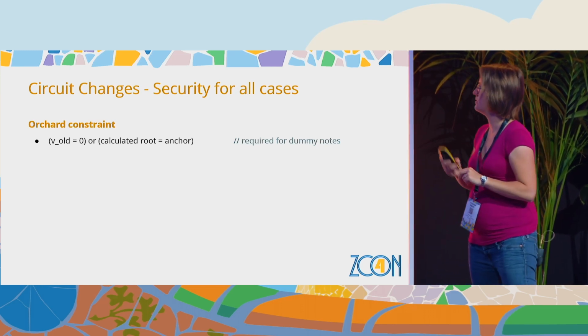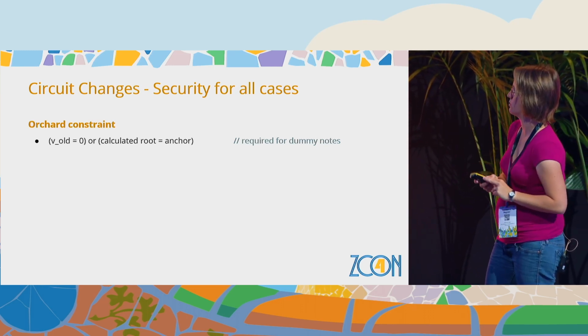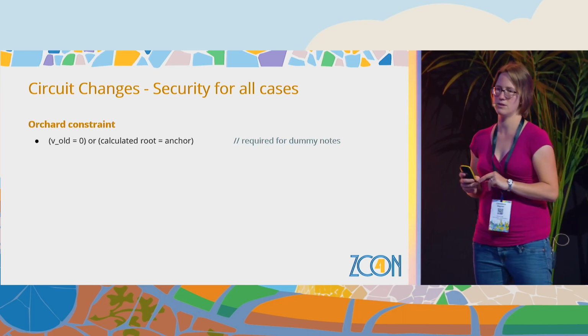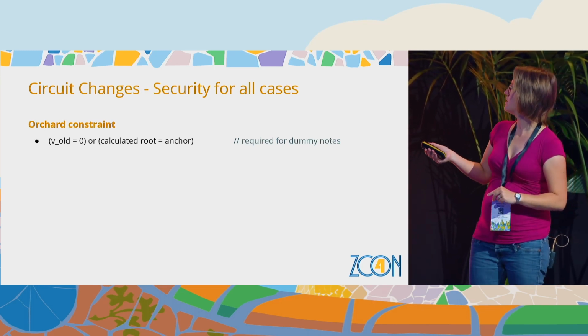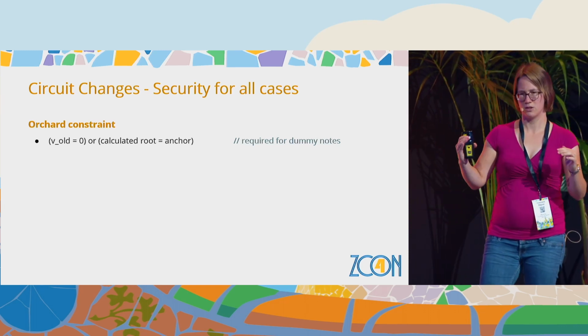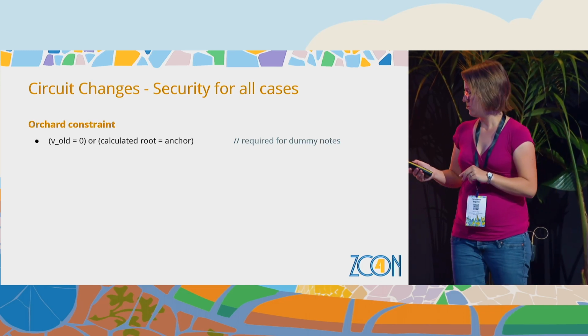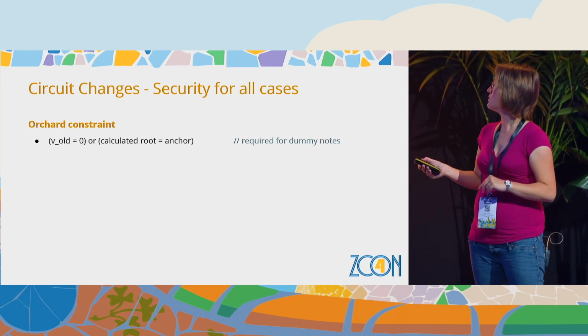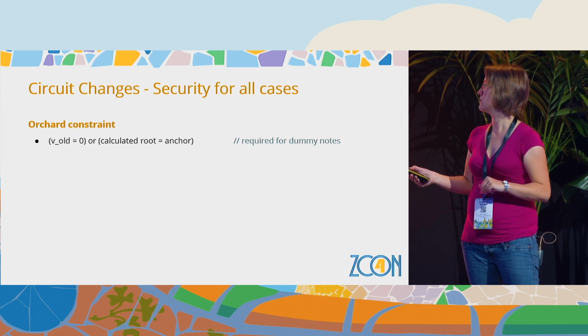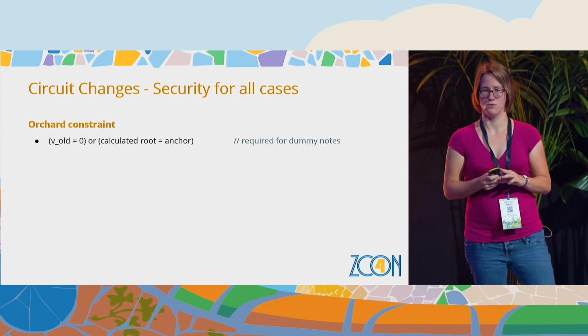So currently, in the Zcash implementation, we have this constraint: vOld is equal to 0, or calculated root is equal to anchor. Calculated root is equal to anchor means that we check that the note is inside the Merkle tree. And we would like to perform this check for all notes except dummy notes. So we do not check that the note is inside the Merkle tree when vOld is equal to 0.